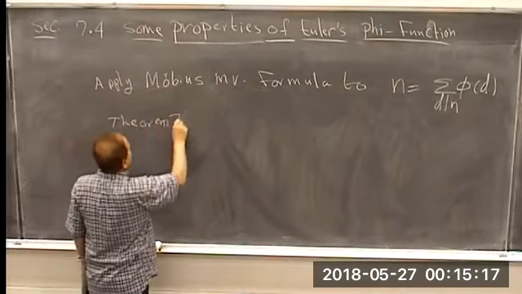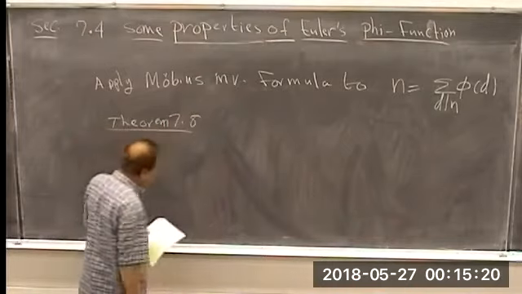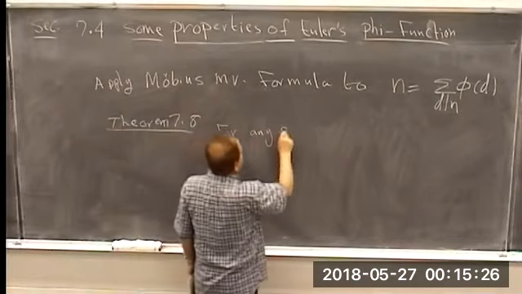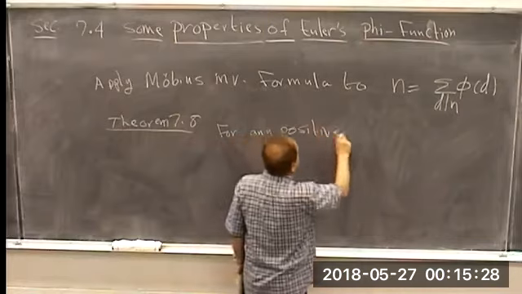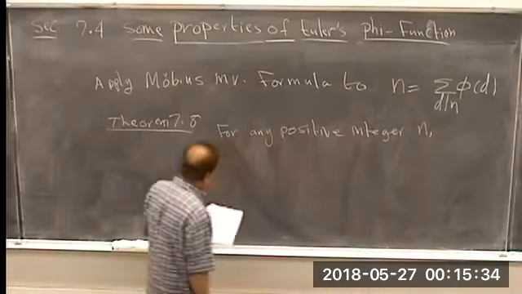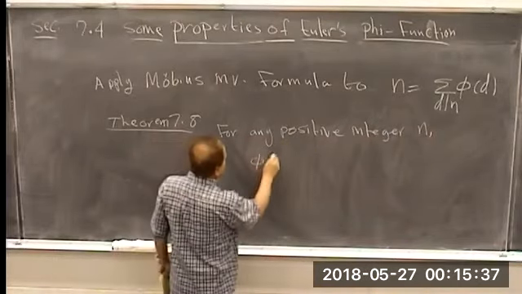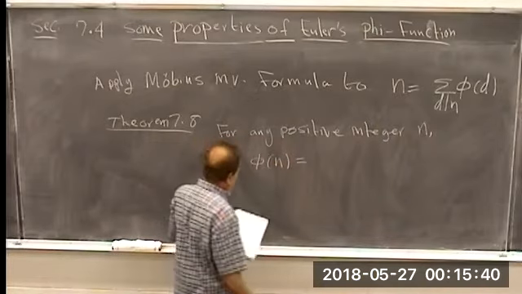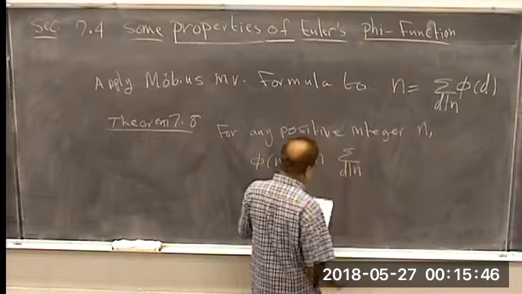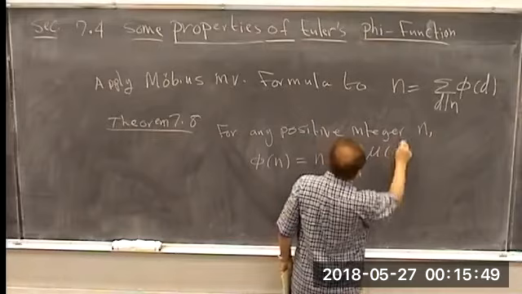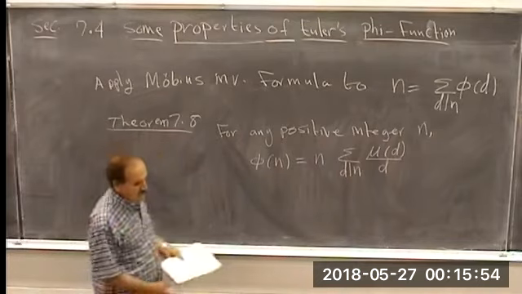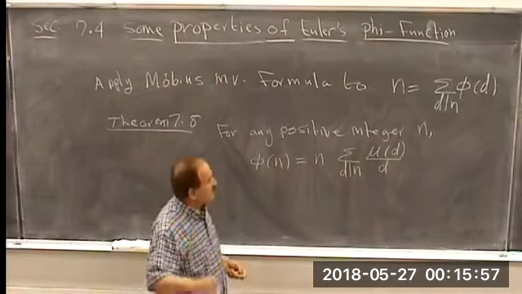Theorem 7.8 says this: for any positive integer n, we have phi of n is equal to n times the sum over d dividing n of mu of d over d. All right? This is a very simple proof.